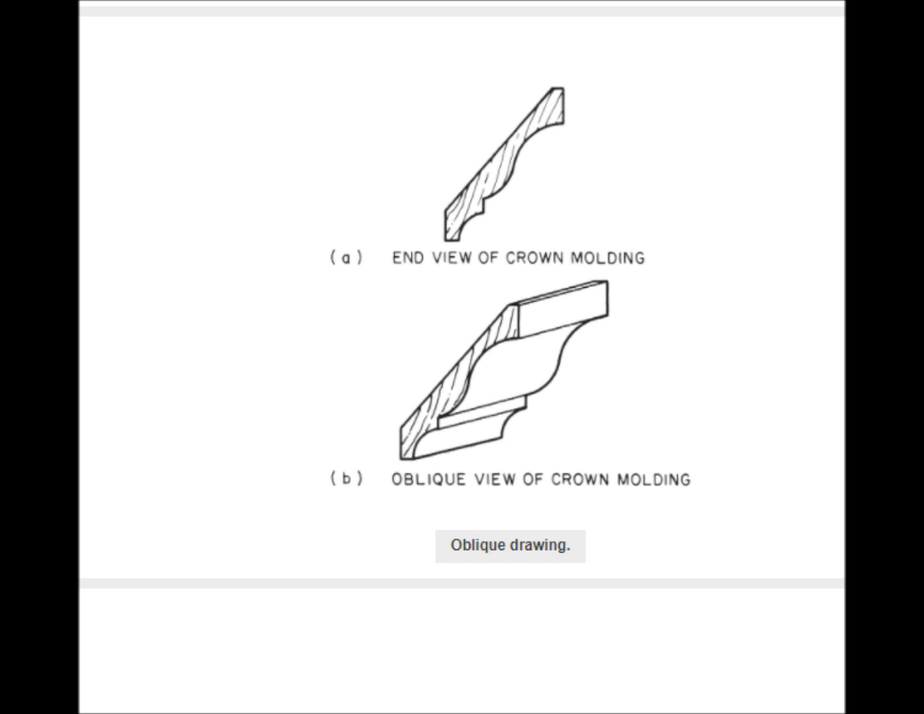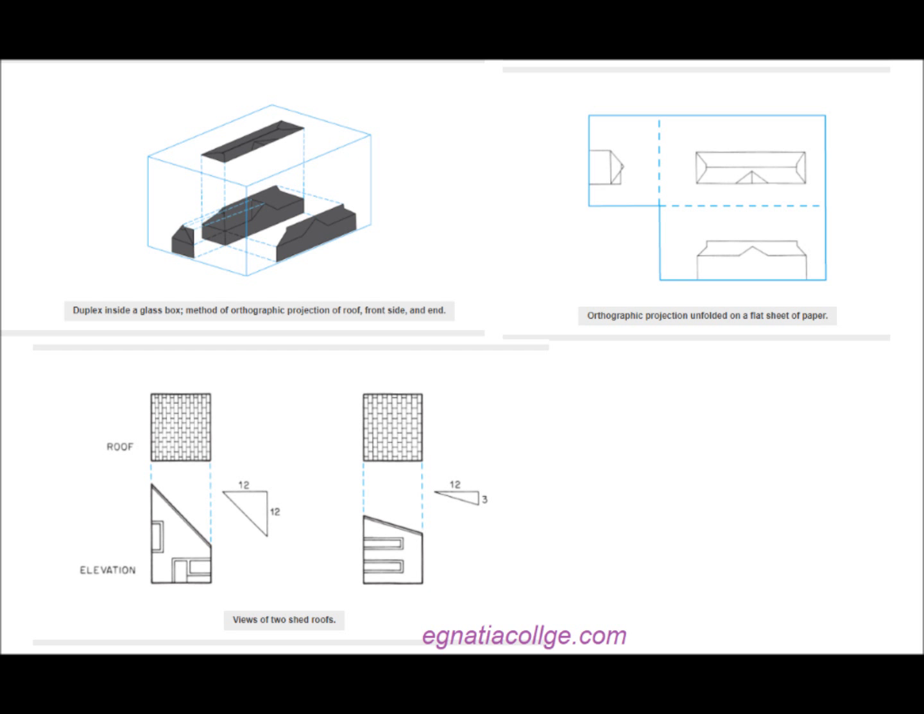Oblique drawings. In oblique drawings, the most irregular surface is drawn in proportion as though it were flat against the drawing surface. Parallel lines are added to show the depth. Orthographic projection.